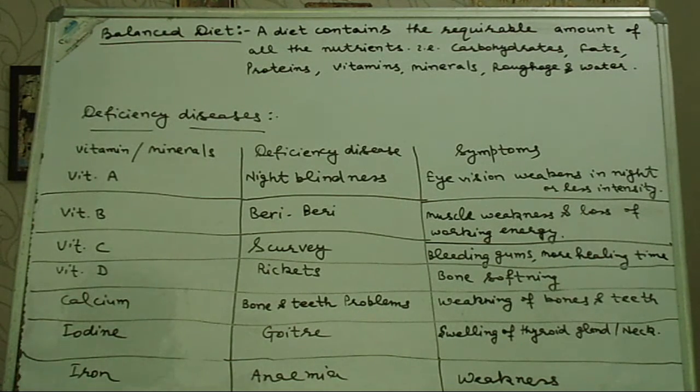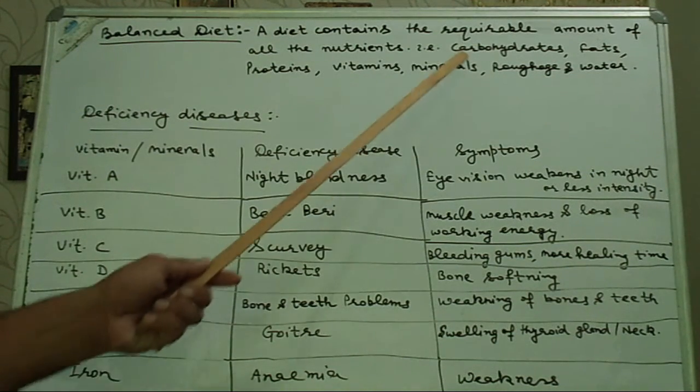Now I am telling you about the next topic that belongs to this chapter, that is balanced diet. So what do we mean by balanced diet? Balanced means something is in the required amount, that much amount our body needs. So a balanced diet, its simple definition, is a diet that contains a required amount of all the nutrients present in our food.